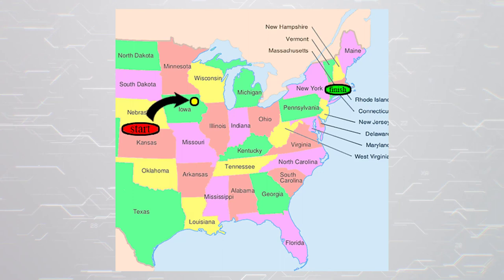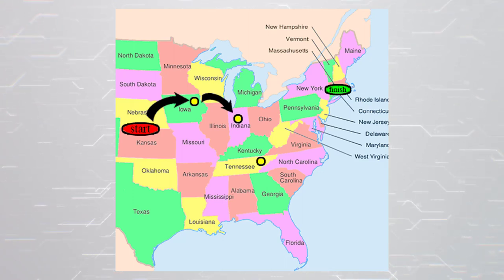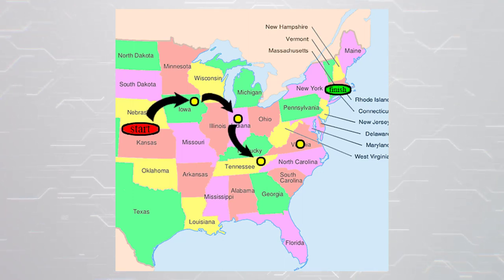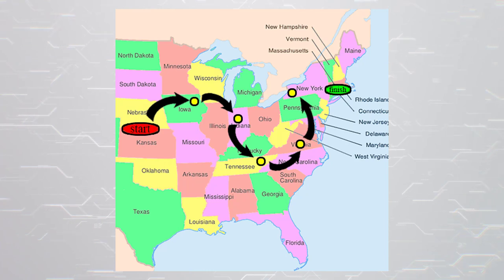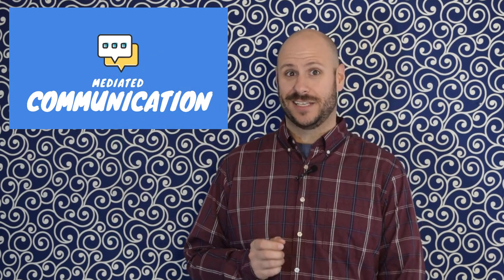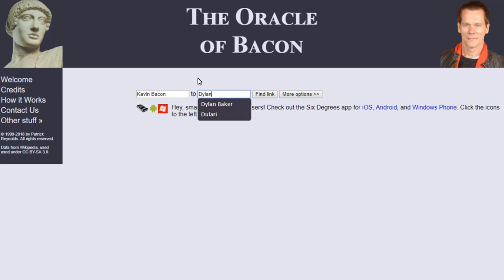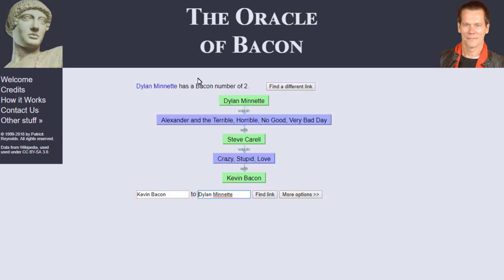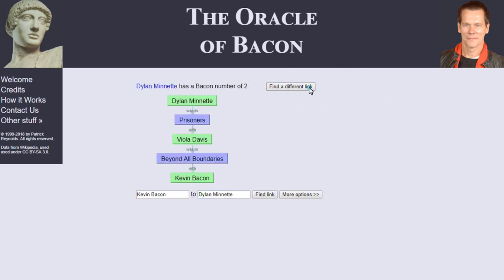They tracked how many times it took for the letter to get to the person in Boston, and on average, it took 6 steps, hence 6 degrees of separation. As a quick side note, the interest in this game has led to the rise of something called the Bacon number, where people search obscure actors to find the highest Bacon number. It's very difficult to find an actor who has a Bacon number higher than 2, but you should check it out. There's a link to the website in the description.